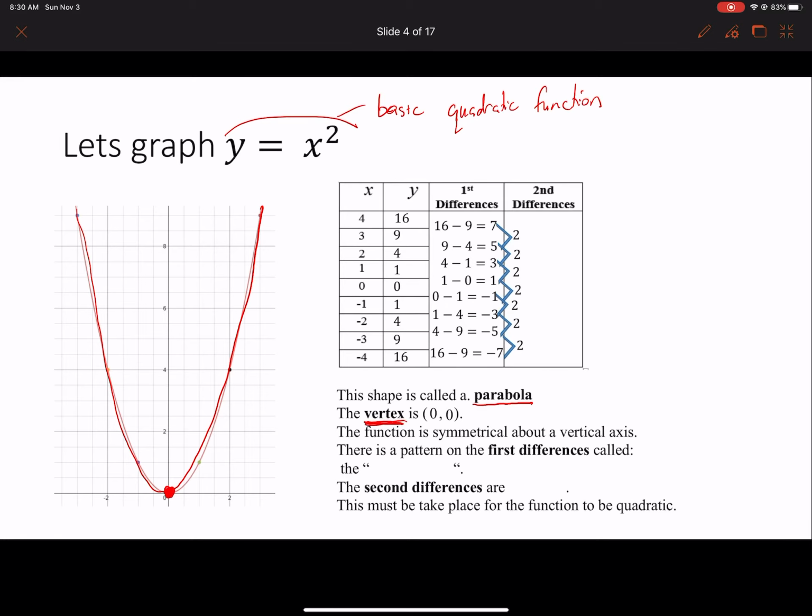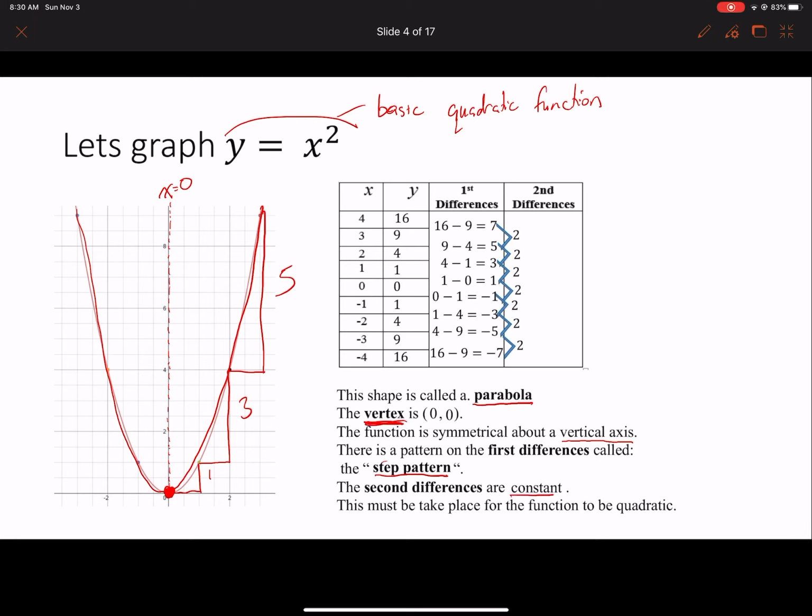The function is symmetrical about a vertical axis. What does that mean? That means it's symmetrical around some axis, and the axis is right here. This line is called x equals 0. Okay? There is a pattern on the first difference, we call it a step pattern. That's how we take our steps: 1, 3, 5. And every parabola will have a step pattern.